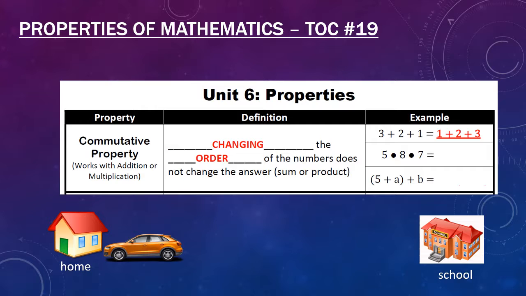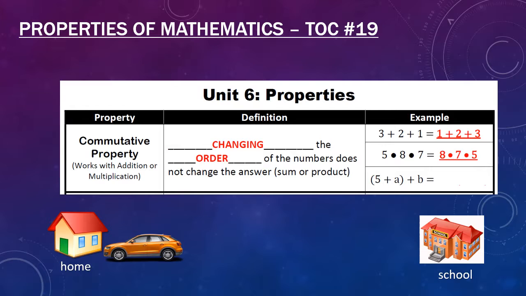The second example, we have 5 times 8 times 7. I can rearrange this so I can do 8 times 7 times 5. If I know 8 times 7 is 56, I can multiply 56 times 5. That kind of thing. It's still going to get the same answer.